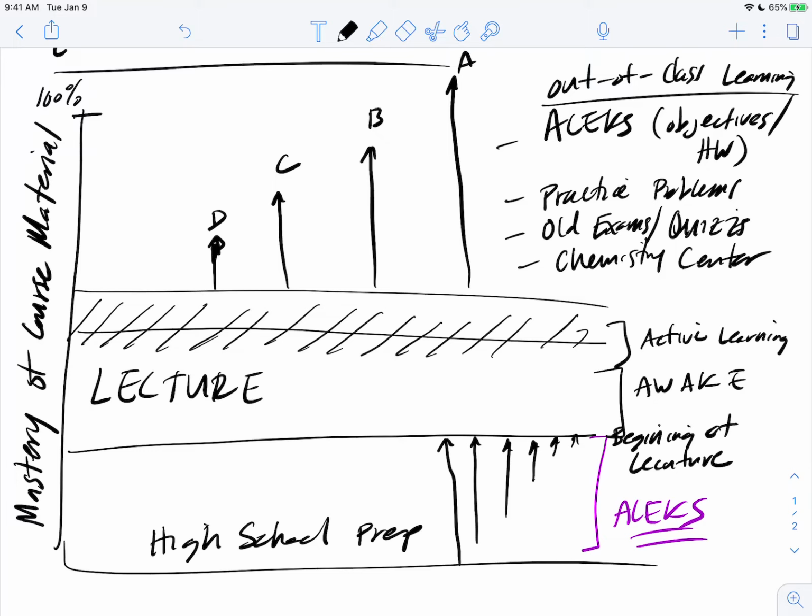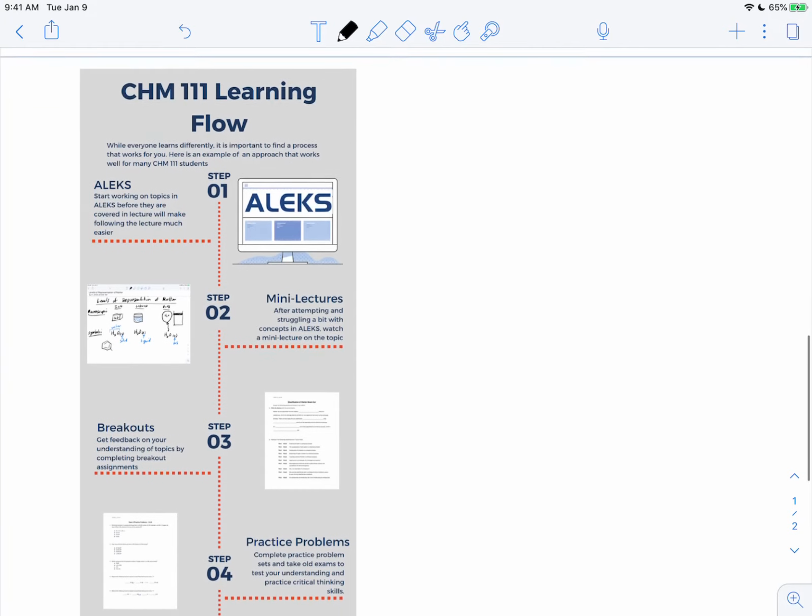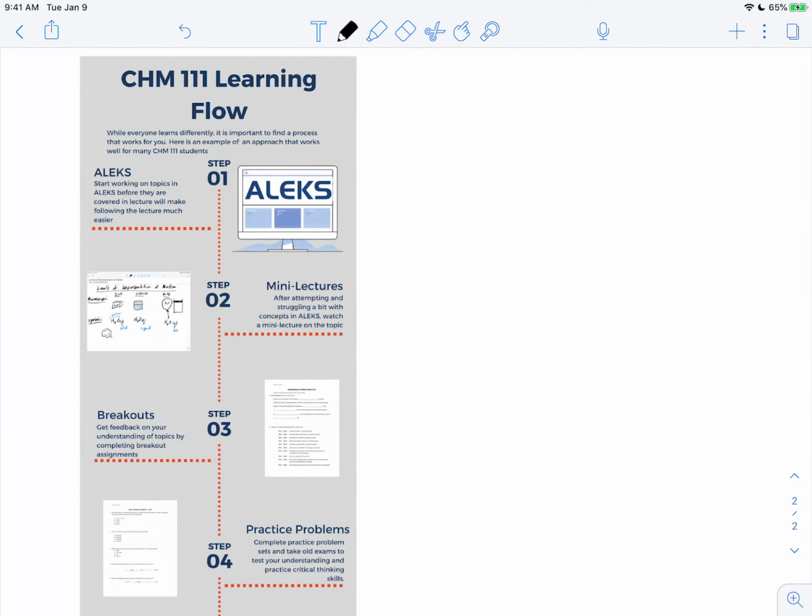Okay, so a lot of this is effort. A lot of the difference between the B's and the A's come from effort. If you don't get most or all of your Alex points, it's going to make a big difference in your overall grade. So don't let those points slide by. And you'll see in the Canvas today, I've actually made a nice little infographic that gives you a process. This is not the only way to do it, but this is generally how students tend to learn.